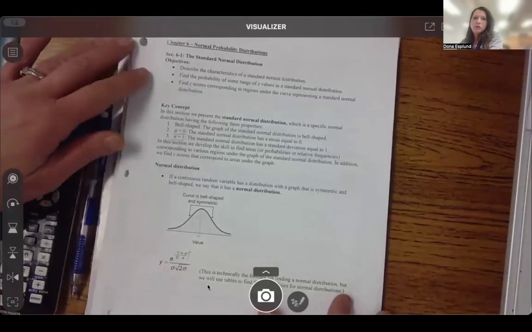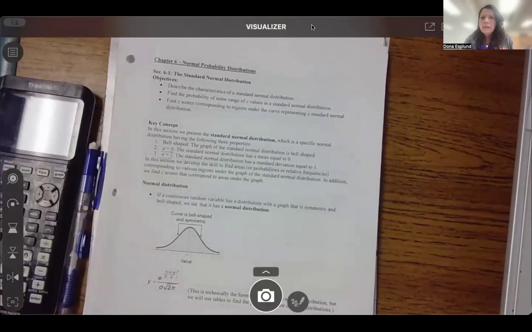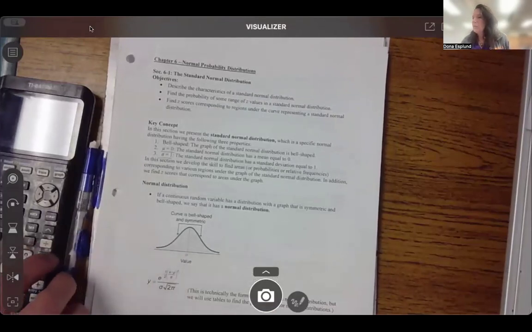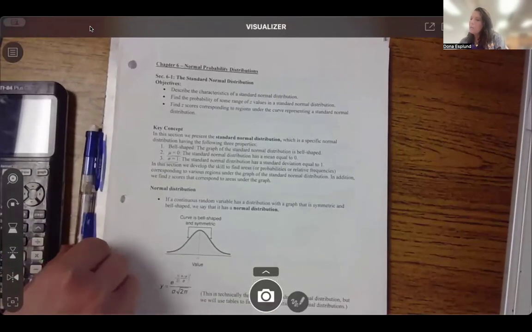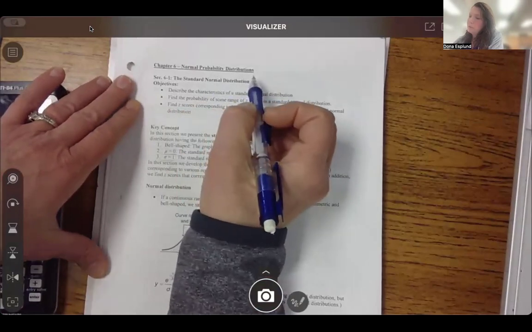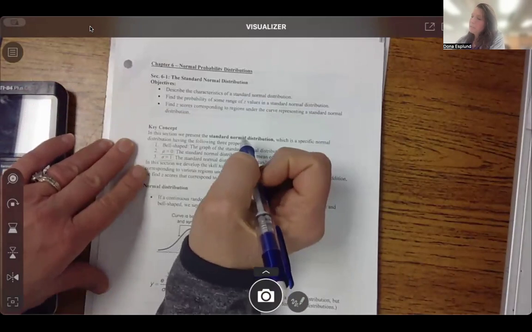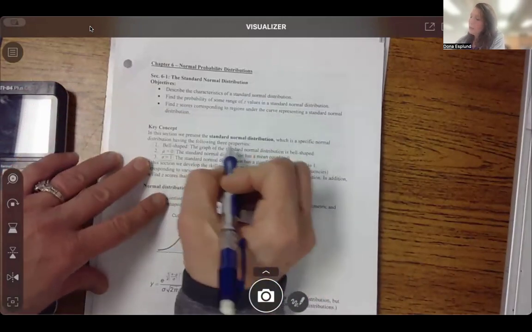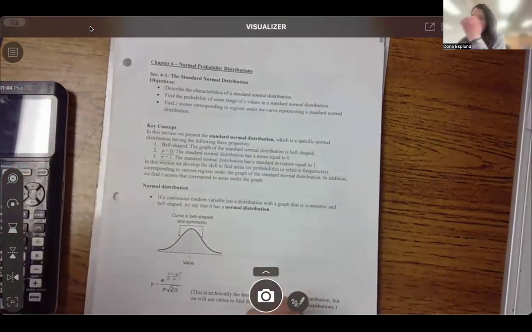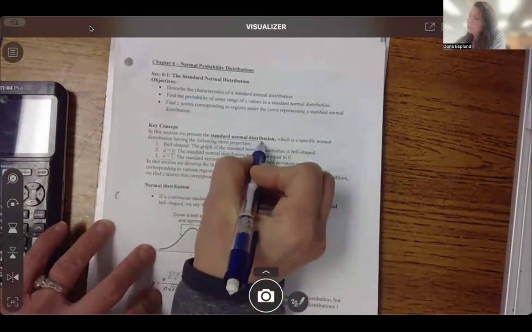You should have the chapter notes with the 6.1 from your notes, and that should be on your lesson plans. So today we're going to be talking about the normal distribution, or probability distributions, is the chapter. And today we're going to look at a couple of different ways to calculate probabilities. The first one we're going to look at is a standard normal distribution.